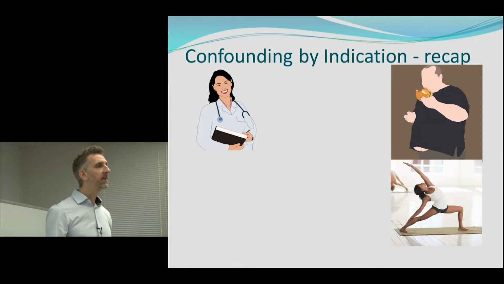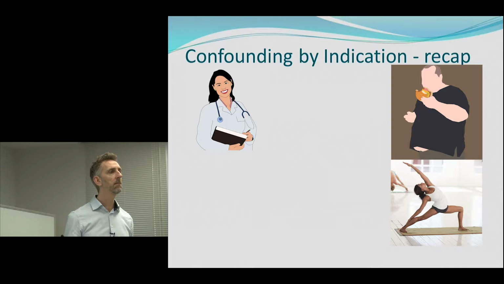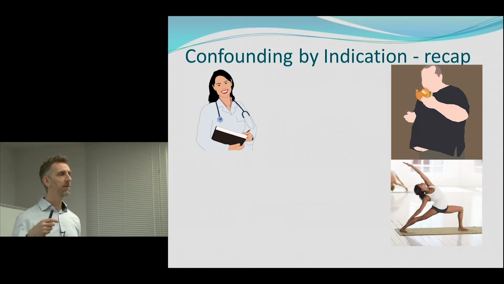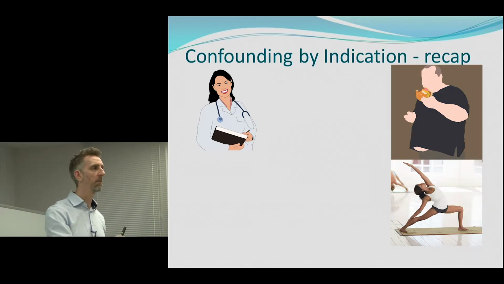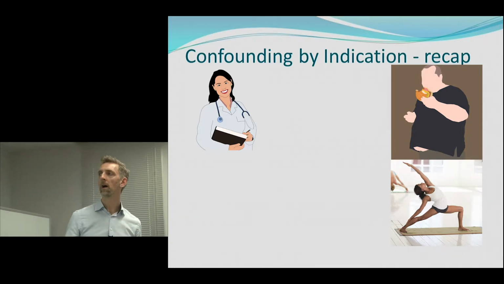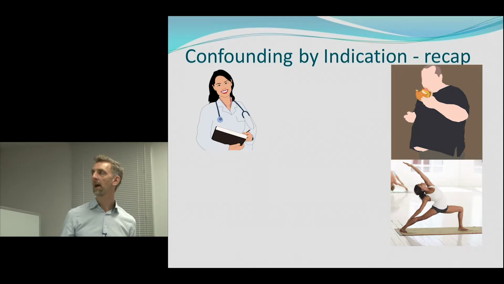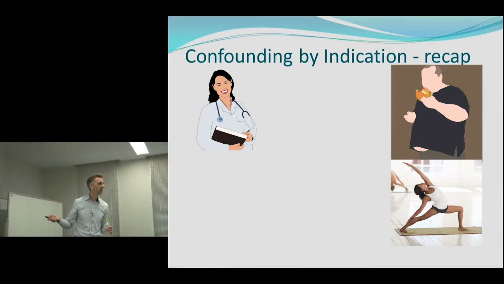So again, to recap, confounding by indication. It's all about differences between people and how those differences are associated with the reason why we give some people one treatment and other people either no treatment or different treatments. Okay, so here again we have a general practitioner and we have two patients. I don't know if you can see these patients very well. Can you see that they're different to each other?